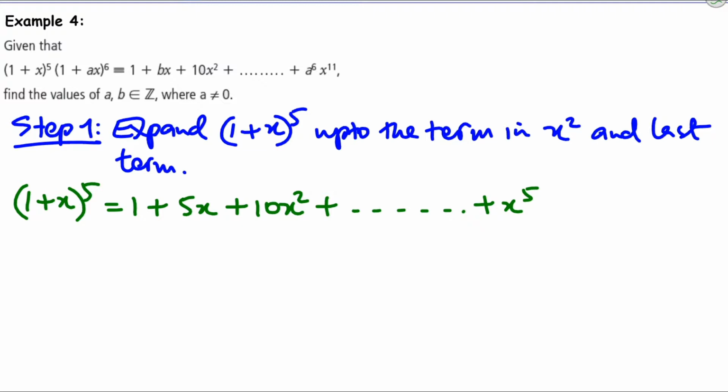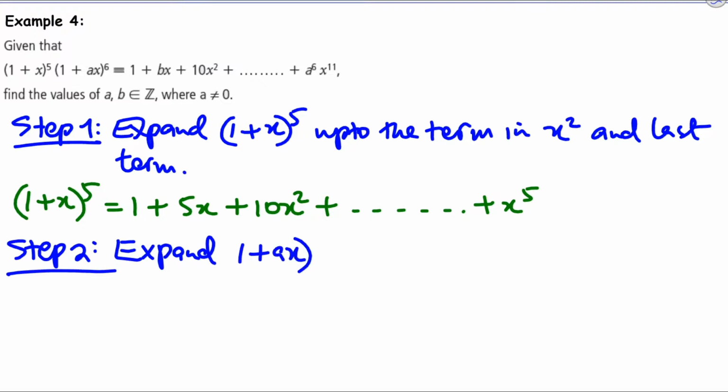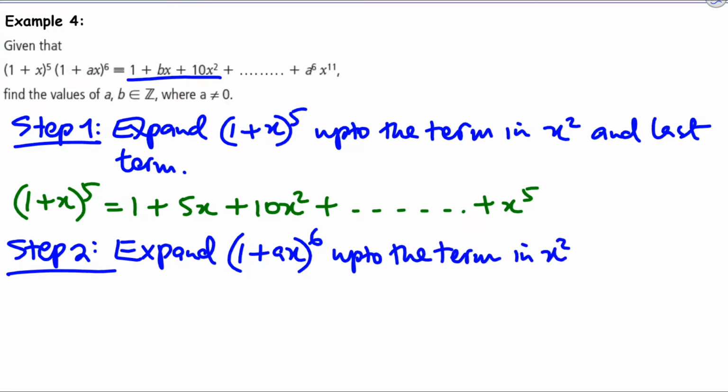Step 2. We are going to expand (1 + ax)^6, and we are going to expand up to the term in x squared as well, because if you look at these guys here, they stop up to the term in x squared. So expand that up to the term in x squared and the last term.